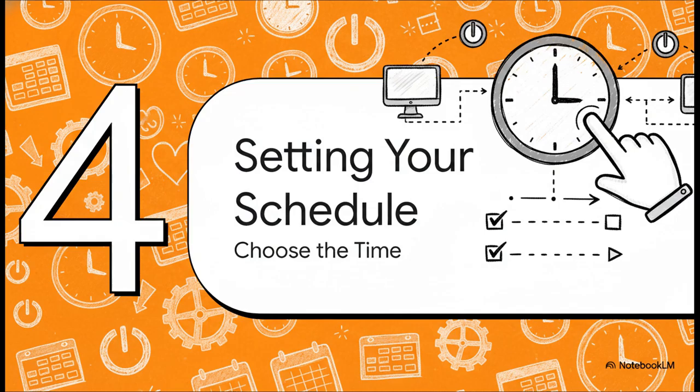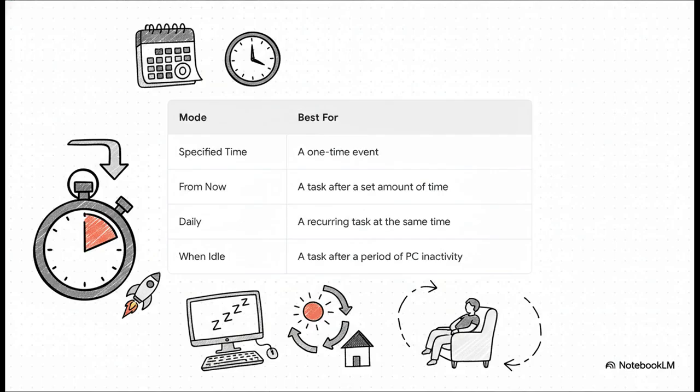All right, so once you've picked your what, you've got to pick your when. And this is where the tool gets really, really flexible. You can pretty much set this up for any situation you can dream up. Need to shut down at exactly 11 p.m. next Tuesday? Done. Just want it to shut down in, say, 2 hours from now. Easy. You can even set up a daily recurring task or, and this is pretty cool, have it shut down only after your computer's been idle for a while.